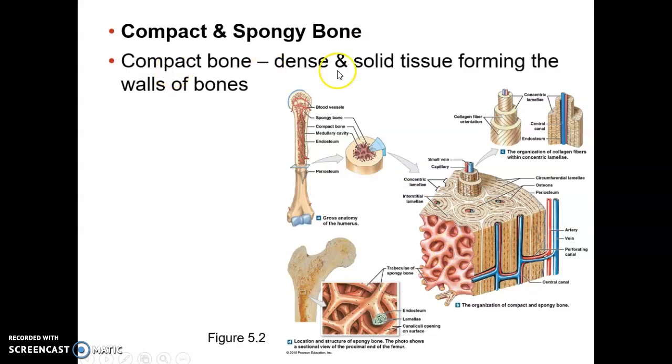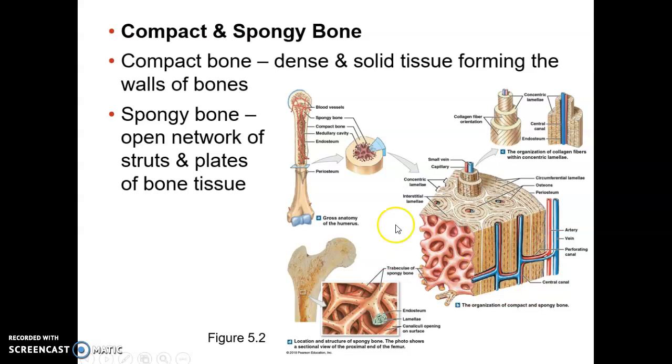So compact bone is dense and solid, and it forms the walls of bones, essentially on the external surface. On the ends of long bones, the compact bone might be fairly thin, and it's thicker along the shaft, or what's called the diaphysis of a long bone. So the compact bone there serves its purpose of resisting compression forces.